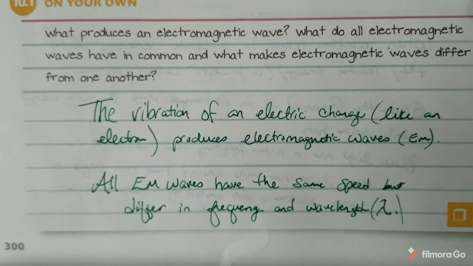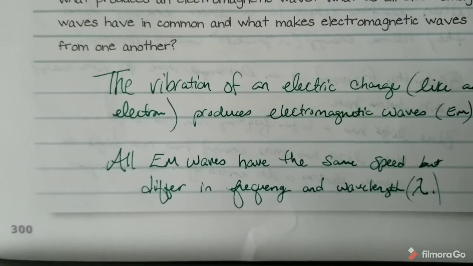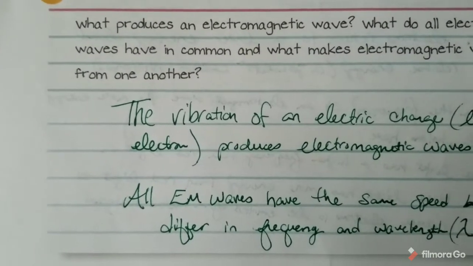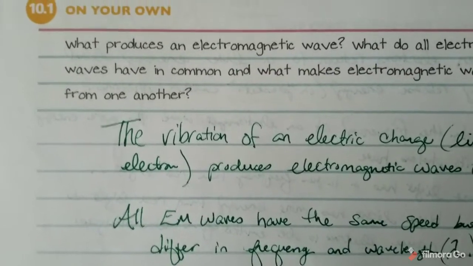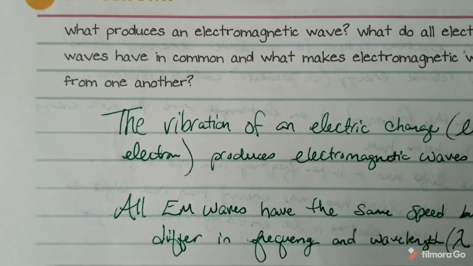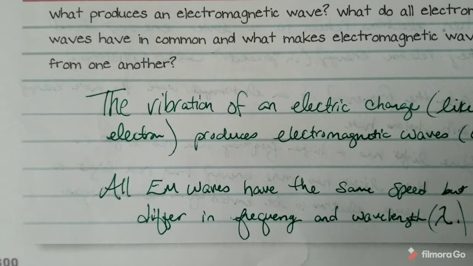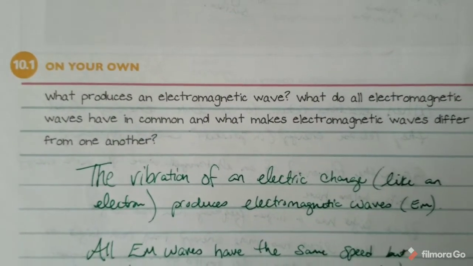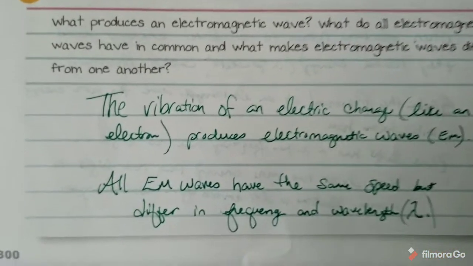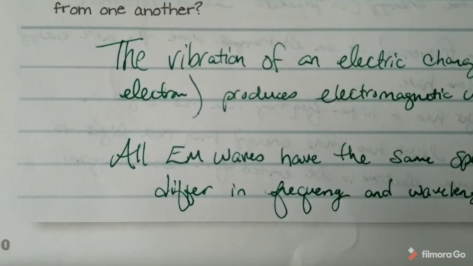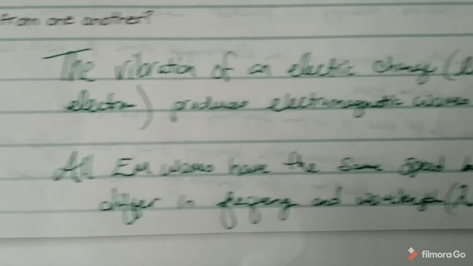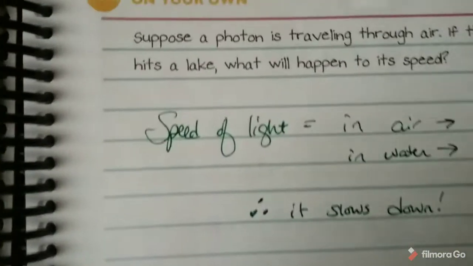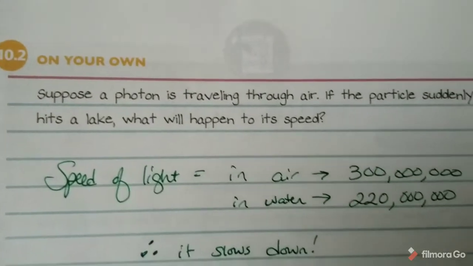Start with that one. The vibration of an electrical charge, like an electron, produces the electromagnetic waves, which are EM waves, okay? What do all electromagnetic waves have in common, and what makes electromagnetic waves different from one another? Well, they all have the same speed, but they differ in frequency and wavelength.